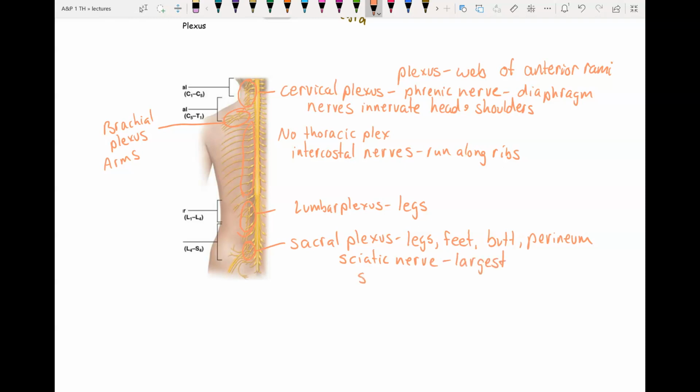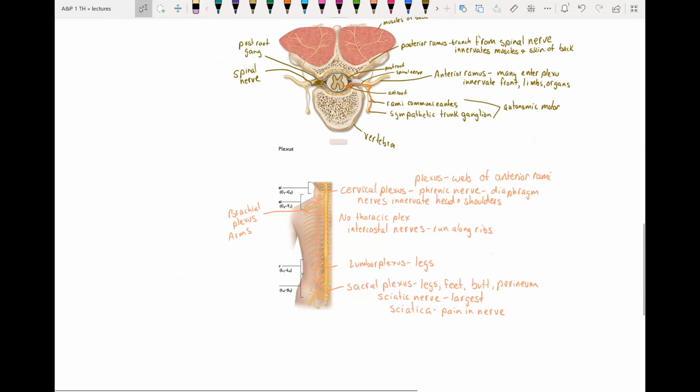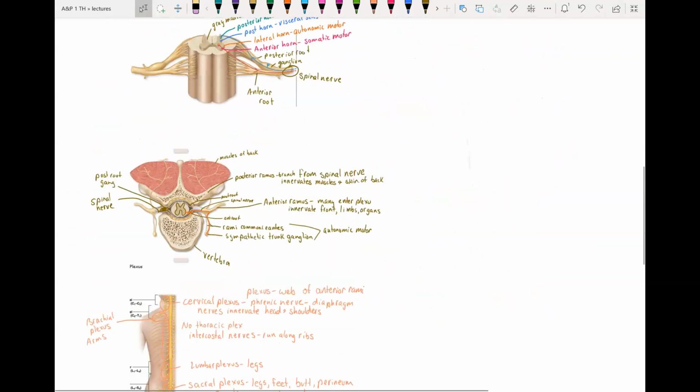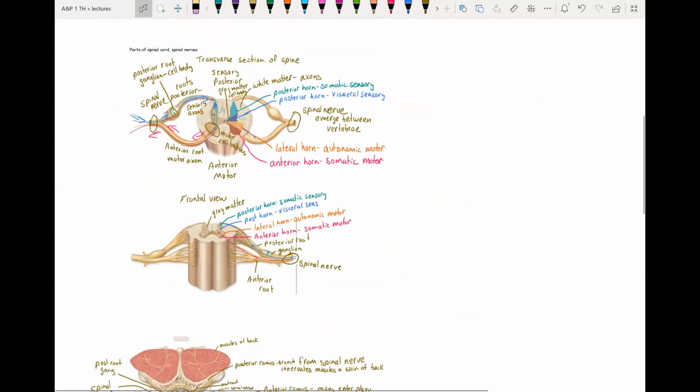And you may have heard of sciatica. This is when you get painful pinching and swelling of this nerve. It's pretty common. A lot of people get this nerve pinched and irritated and inflamed, and it can be very, very painful to have sciatica. So these nerves, we will practice this more in class, understanding what happens as you emerge from the spine, but here's your introduction.